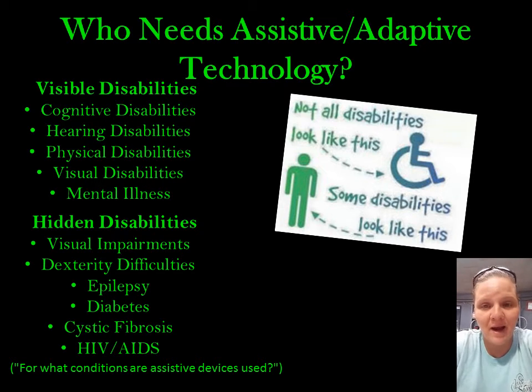I have a hidden disability. I have very bad eyesight. I have astigmatisms in both eyes. I have very low vision. I have high strength glasses and contacts, but you'd never know that if I didn't tell you or you see me putting them in or putting them on.